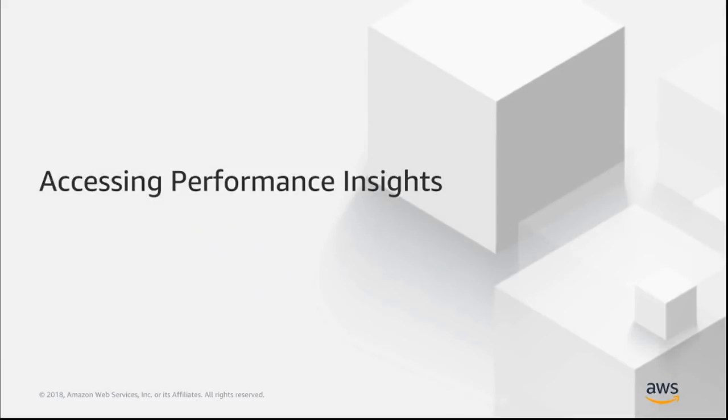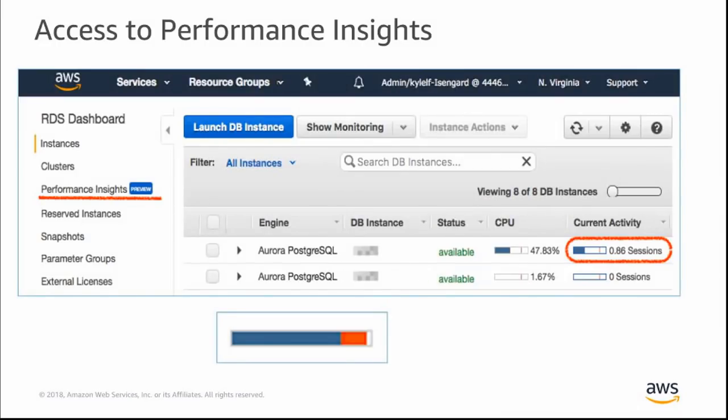Now, how do we access Performance Insights? Here I'm in the RDS dashboard, and there's two ways to access Performance Insights. On the left, there's a new menu labeled Performance Insights, and if I click on this, I'll be brought to a list of instances that have Performance Insights enabled. And I'll be able to click on one of those and go to the dashboard for that instance. The other option, and I want to bring your attention to, is the last column here called Current Activity.